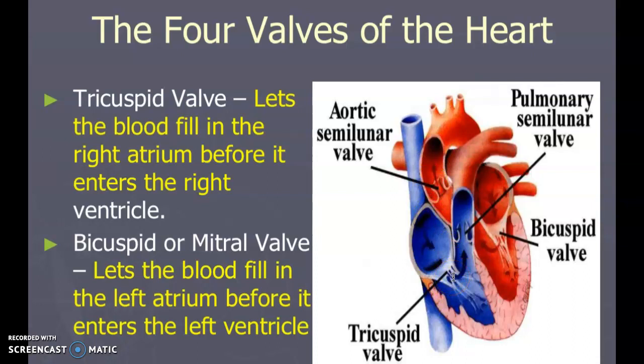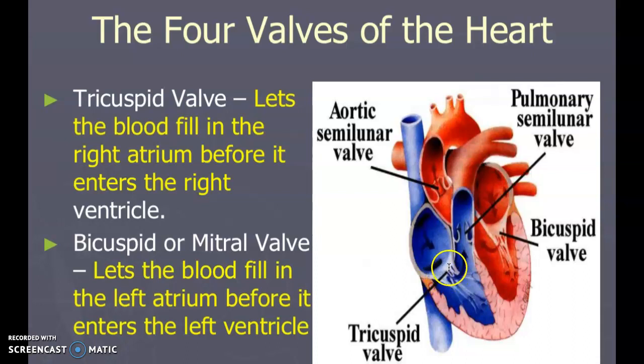Now, sometimes people can have trouble with their valves, and if that happens, you may see a sign or a symptom of weakness or lethargy, meaning that they're getting very tired very easily because they're not getting as much oxygen-rich blood pumped to their body as they should.